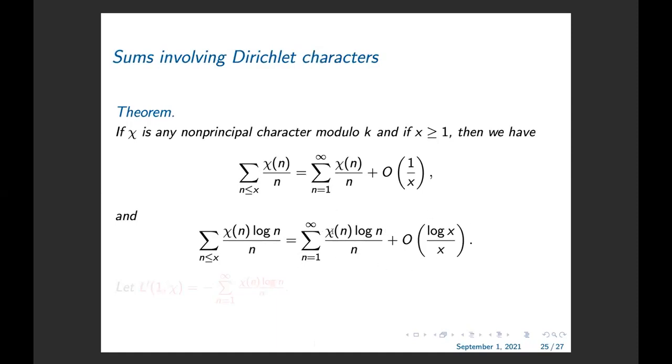The proof of this is not very difficult. I leave this as an exercise because you can find a nice proof of these two identities in any basic book of number theory. Here we omit these discussions because of lack of time and space. So here we use the notation L prime of 1 chi for this infinite series. We'll fix this notation.